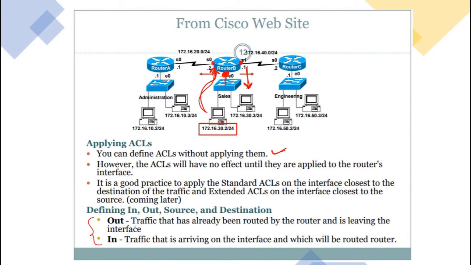So let's go to what is written here. Out means the traffic that has already been routed by the router and is leaving the interface. So if it is out, it means that it is leaving the router interface. Very simple. It is going out of the router. Whatever is going outside of the router, that is out. The traffic that is arriving on the interface and which will be routed by the router, that is in. So it means that it is coming to the router, it is in, right?